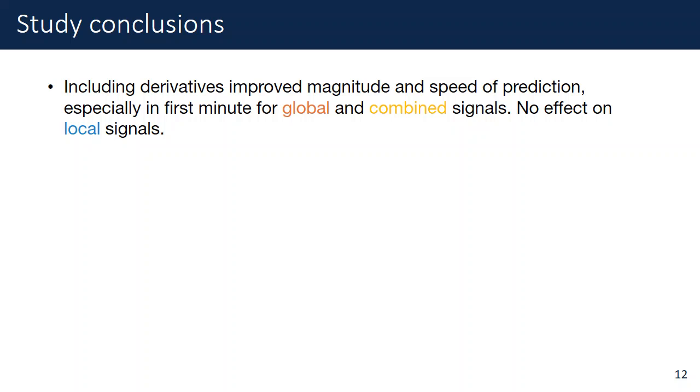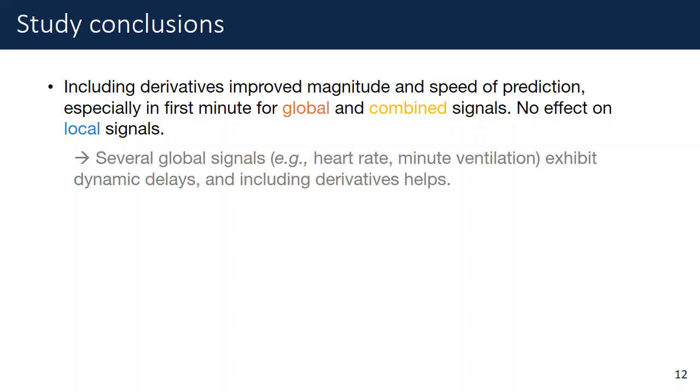In our study, we showed that including derivatives improved both the magnitude and speed of predicting ground truth energy cost, especially during the first minute and for global and combined signal groups. We did not see an effect of adding derivatives on the local signal group. The intuition behind this result is that several of the global signals, like heart rate and minute ventilation, exhibit dynamic delays. So adding the derivative information can improve the speed of prediction.